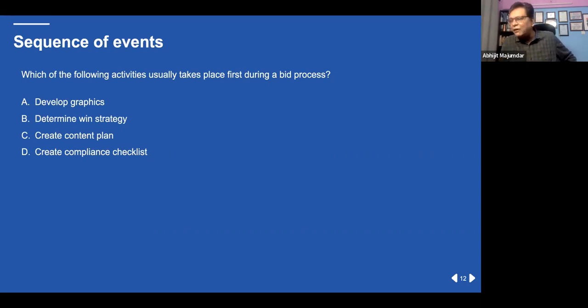But when you are actually involved in the RFP, before even the RFP is released, as per the APMP best practice, the first thing you need to have in place is your win strategy. Because if you do not have your win strategy and you start pursuing an opportunity, your chances are not going to be high to win that. So determining the win strategy is the first activity that will take place during a bid process. There can be questions like what happens after, what happens before, what happens during. They are basically questions which are related to the sequence of events category.